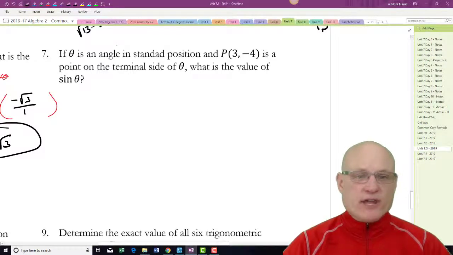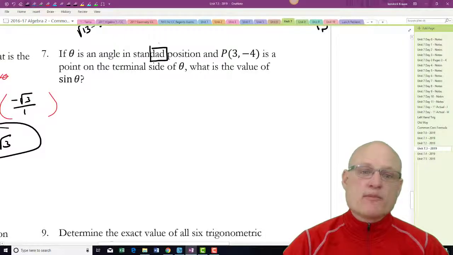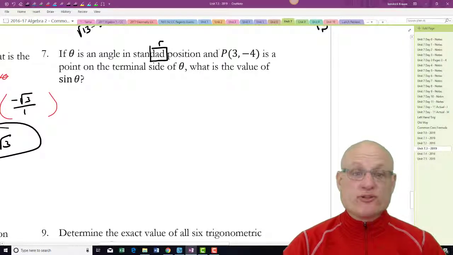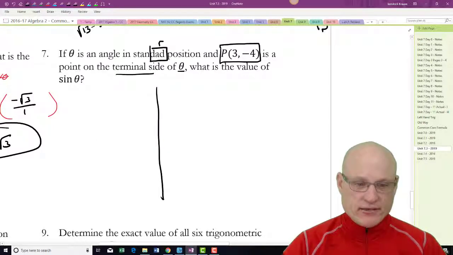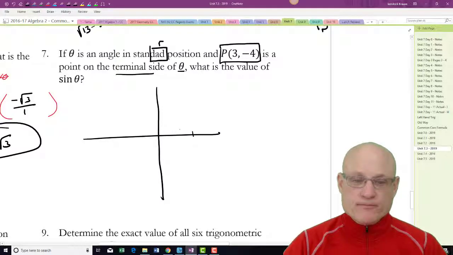So if theta is an angle in standard position, I'm thinking we meant standard position, and P(3, -4) is a point on the terminal side of theta. What is the value? That sounds really complicated. Plot the point, kids. Plot the point. 3, -4. 1, 2, 3, negative 4. So it's down here somewhere.